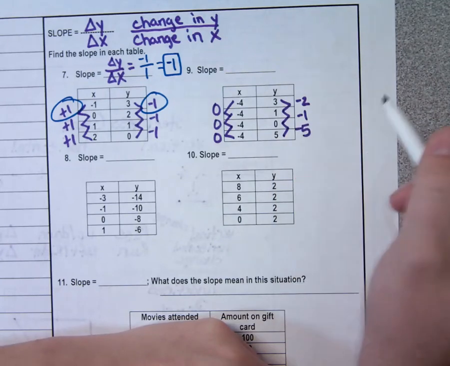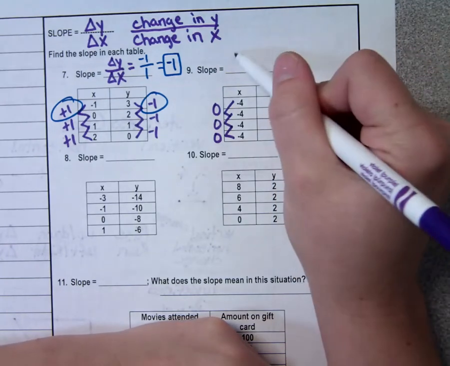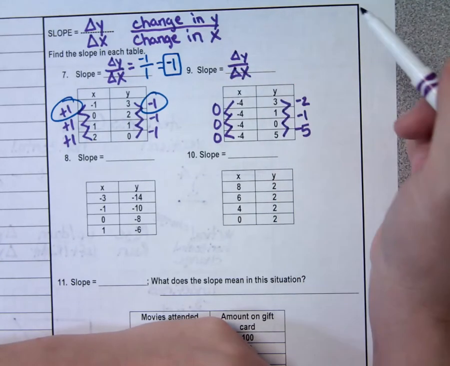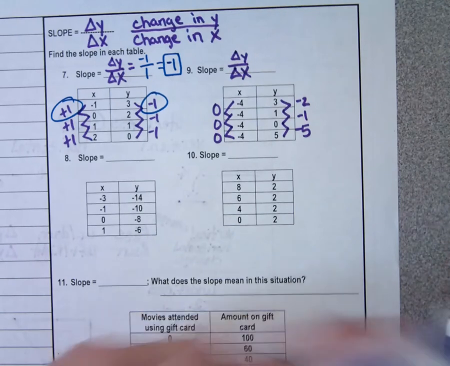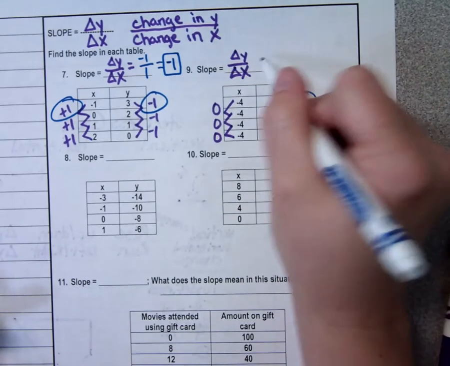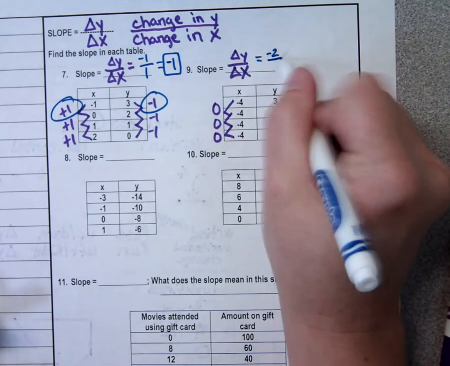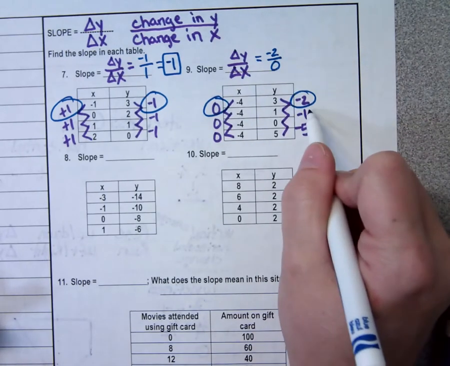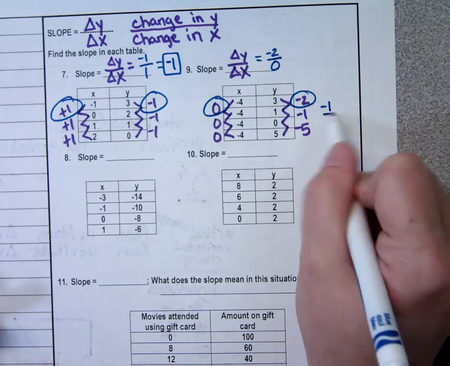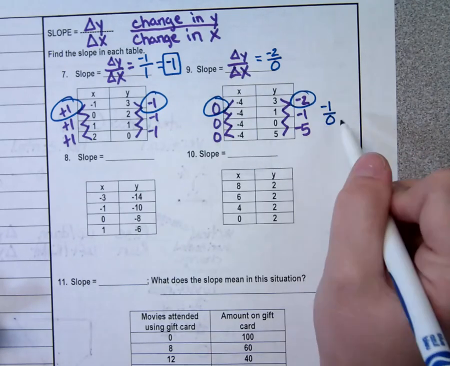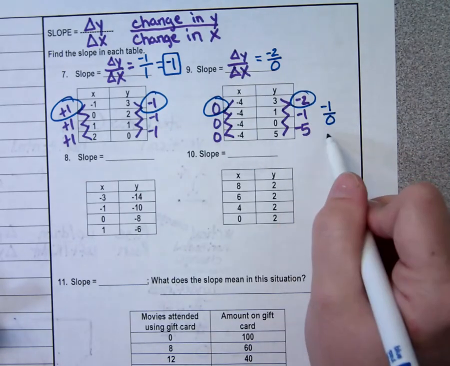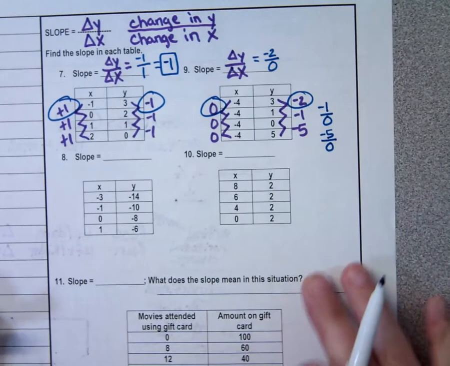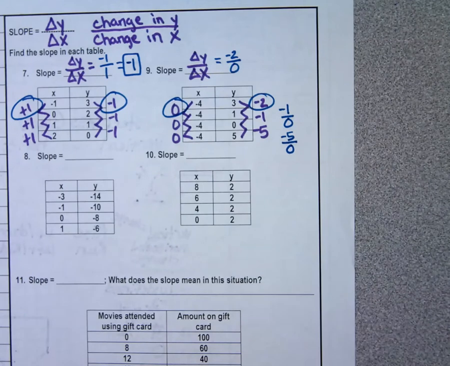So let me calculate the change in my y over the change in my x. Well, first, the change in my y was -2. So I would take -2 divided by the change in my x, which is 0. And then the next one, the change in my y is -1, and I would divide by the change in my x, which is 0. And the last one, the change in my y was -5, and if I divide by the change in my x, that's 0. Well, notice we have 0 in the denominator every time.